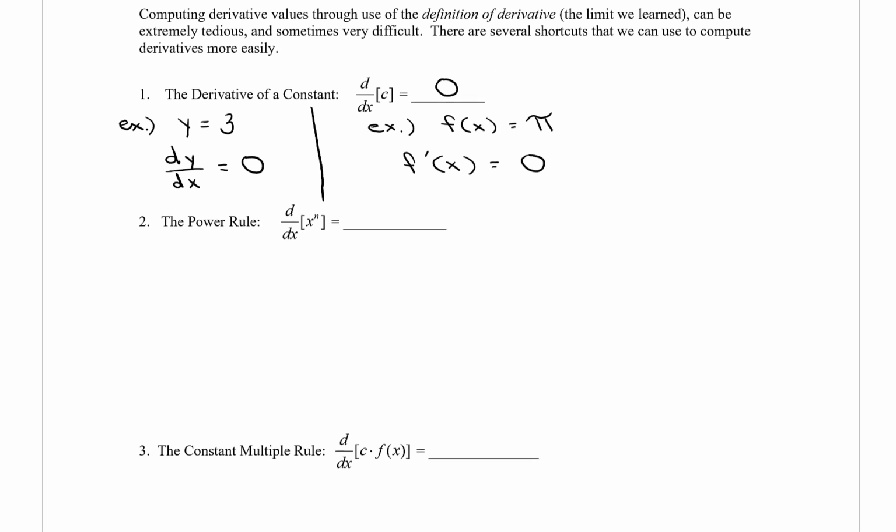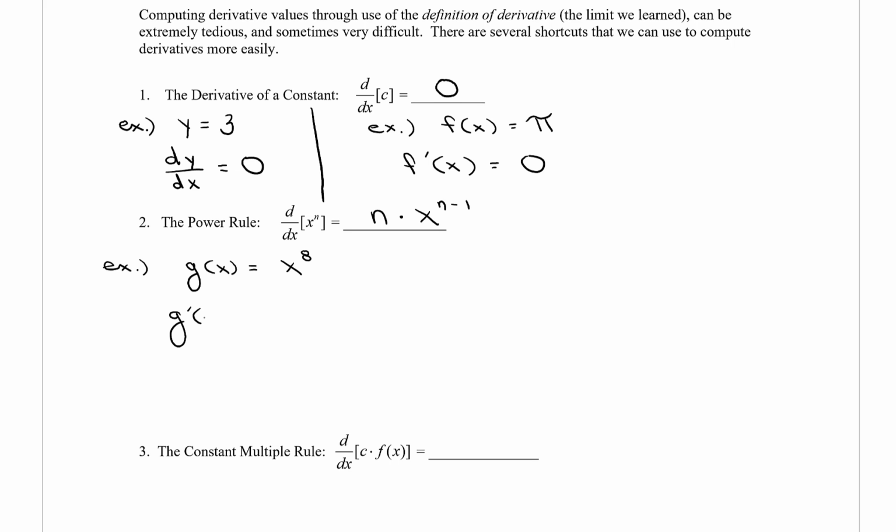2. The power rule. The derivative of x raised to the nth power is going to be equal to n times x raised to the n minus 1 power. Example, g of x equals x raised to the 8th power. g prime of x equals 8 times x raised to the 8 minus 1 power, which can be simplified to g prime of x equals 8 times x raised to the 7th power.